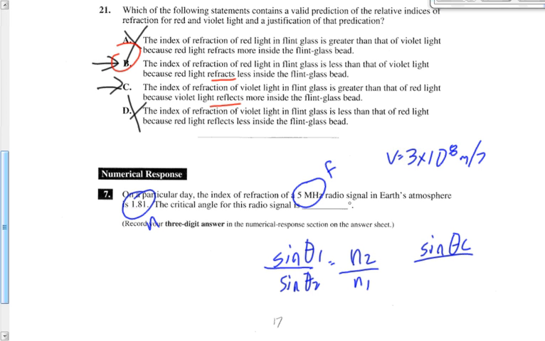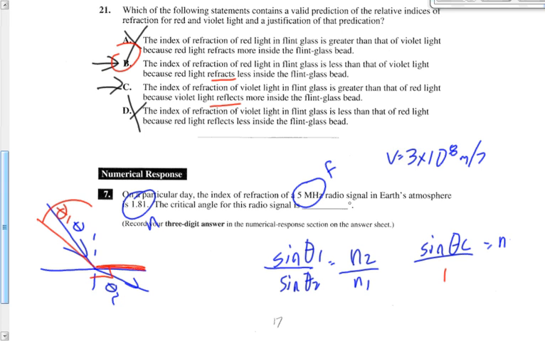If you go back to the diagram here, we're always going from a high to a low index of refraction. This would be theta 1, this would be theta 2. In order for total internal reflection to occur, theta 1 has to be a certain value, and theta 2 has to be 90 degrees. So we're going to say sine theta 1 over sine 90, and sine 90 is 1, equals n2 over n1. So really we're saying theta c is equal to the inverse sine of n2 over n1.